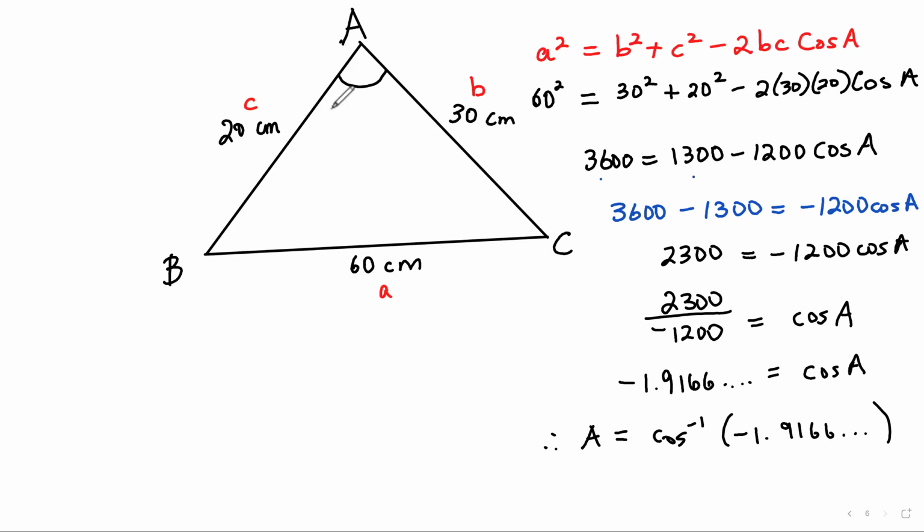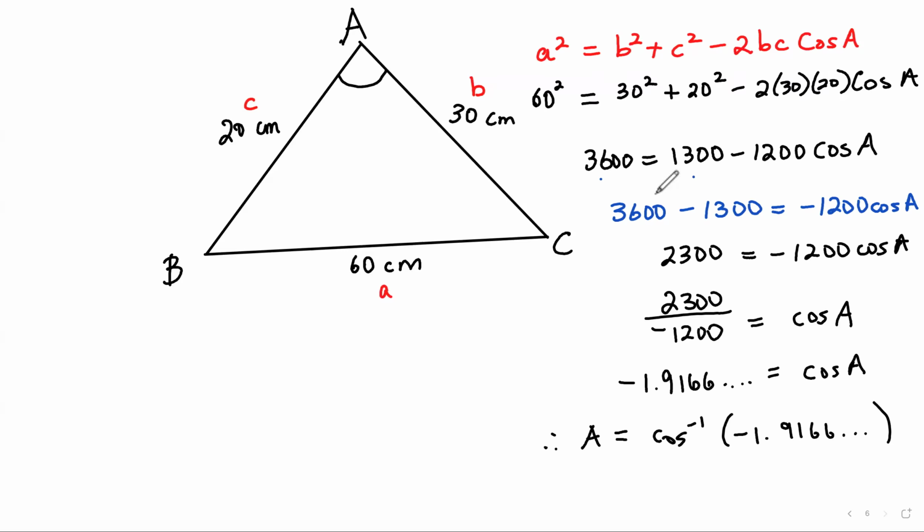So firstly, you label your sides. And if you're finding angle A, you have to use the cos rule that starts with the A. So it'll be A squared equals the sum of the squares of the other two sides, so B squared plus C squared minus 2 times the product of those two other sides by cos of the angle. So 60 squared is equal to 30 squared plus 20 squared minus 2 times 30 times 20 by cos of A. And then you simplify this.